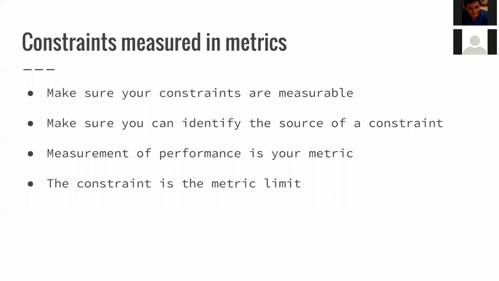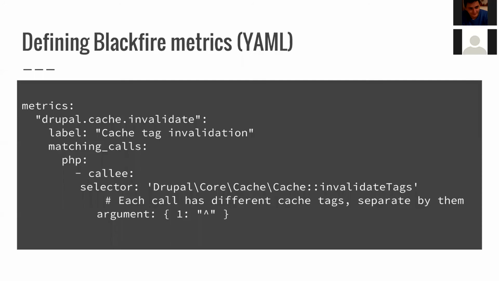And one way to do that is, can you identify the source of a constraint? Like if I need the page to load in 1 second, what could be the factors of that? Is it just the wall time alone, or do I know that on my product page I'm going to be doing some REST calls, so I need to check my network I/O? Because that measurement is the performance of your metric, and then the constraint is the metric limit. Like how many times can this metric run to be part of my constraint? And with Blackfire, you can actually define your own metrics.